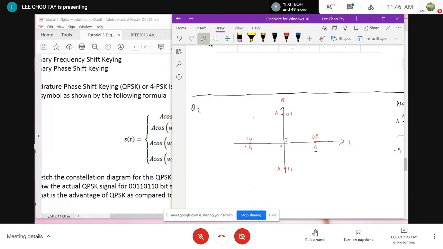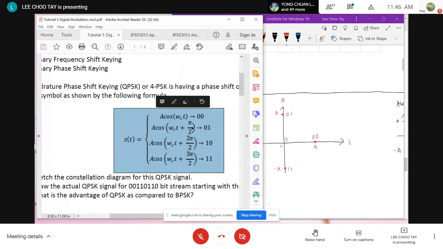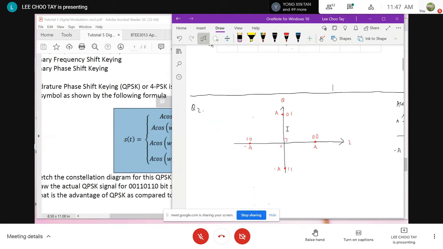Amplitude is A. All right, and then for 01, there is a 90 degree phase shift here, which is pi over 2. All right, and therefore amplitude of this one is also A, so therefore 01 is going to lie on the positive side of the y-axis. This is 01, and the amplitude is A. From here to here, the amplitude is A. Okay, the distance from origin will actually tell you the amplitude.